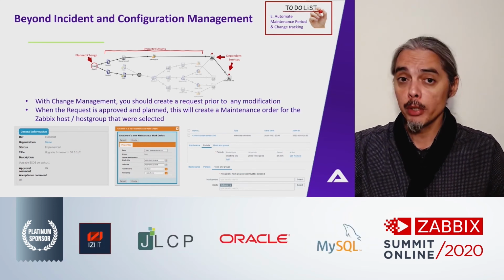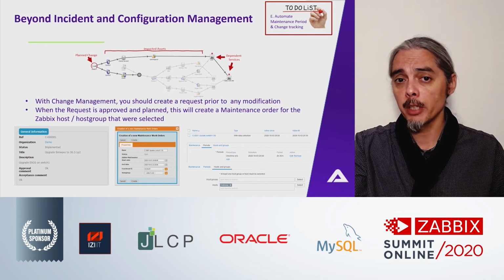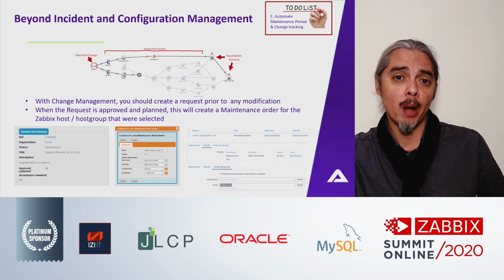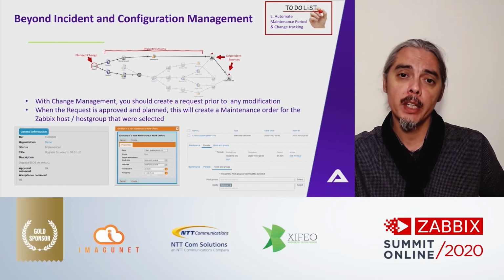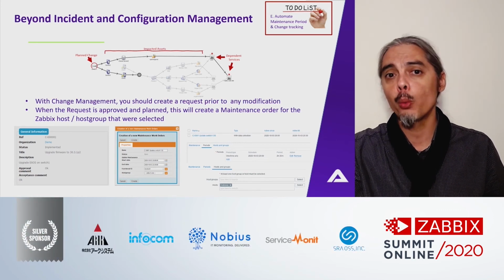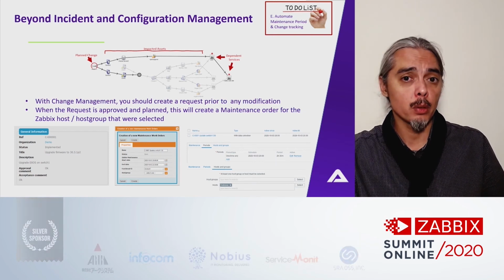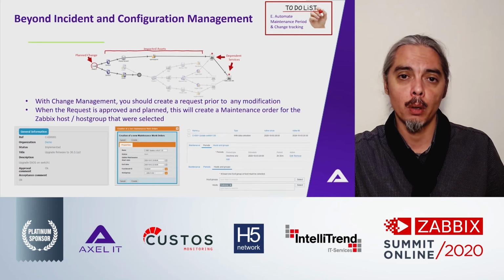build through the API again a maintenance order within Zabbix. So we know there's a change, and when the change is planned to be actually implemented, everything related to monitoring will be under maintenance, so we don't get alarms that would be noise because we know the system is not working because we are performing maintenance work on that.